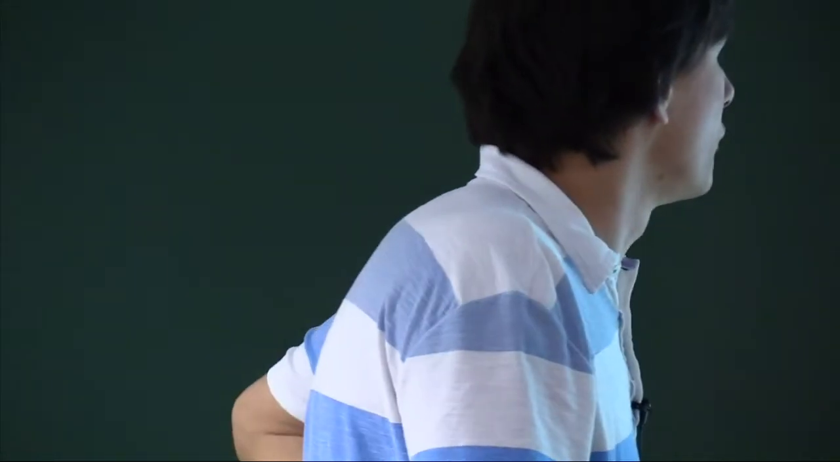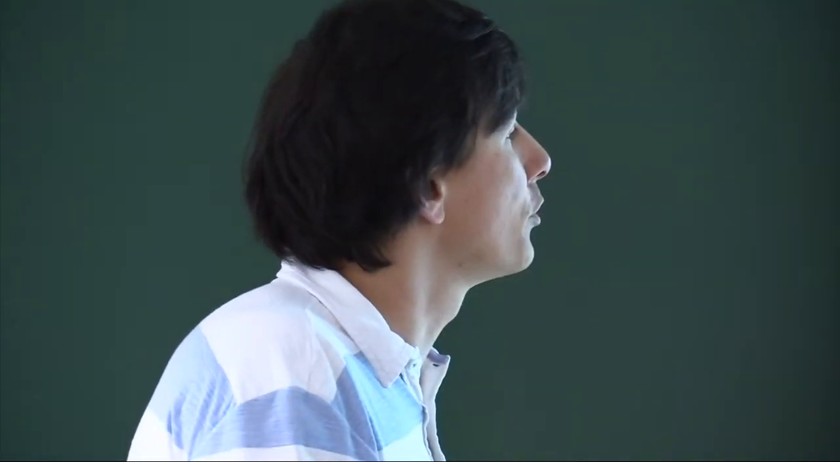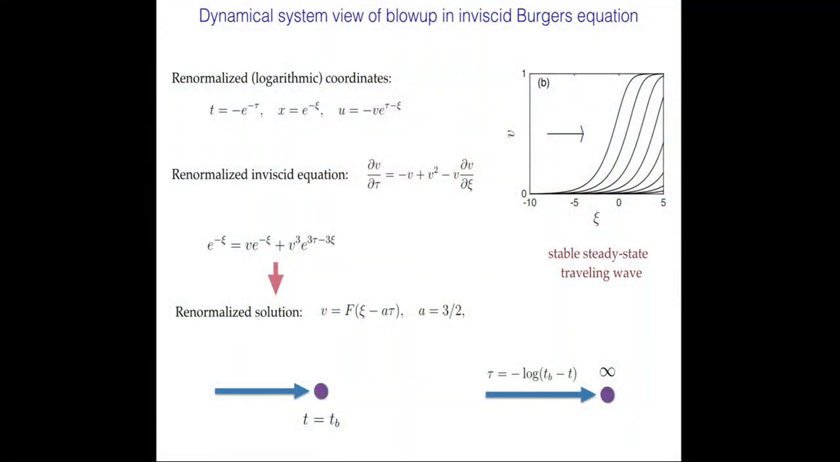Essentially, this is what's done. You take a new time, which is the logarithm of the old time, and a new coordinate, which is the logarithm of the old x. You change the variable u to v, and you get a new equation. It is still translation invariant, because translation invariance in the new equation corresponds to scaling invariance in Burgers'. Now you take the blow-up solution, substitute, and the blow-up solution becomes a traveling wave.